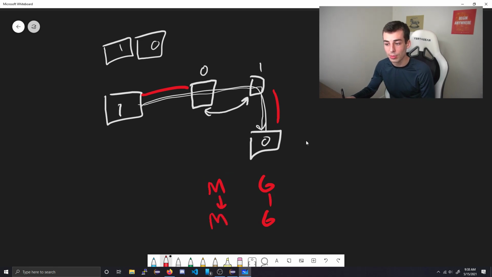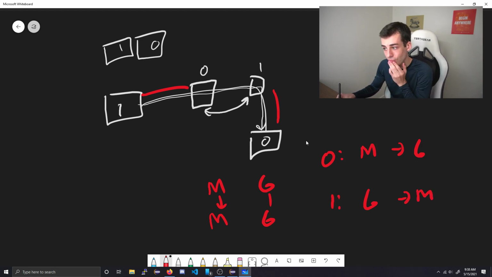So now we have two types of tiles. I call them 0 and 1. The 0 tiles go from an M to a G, and then the 1 tiles go from a G to an M. And if you match a 1 and a 0 tile, that's the same as saying, okay, these two are going to swap. And that will give us what we want.